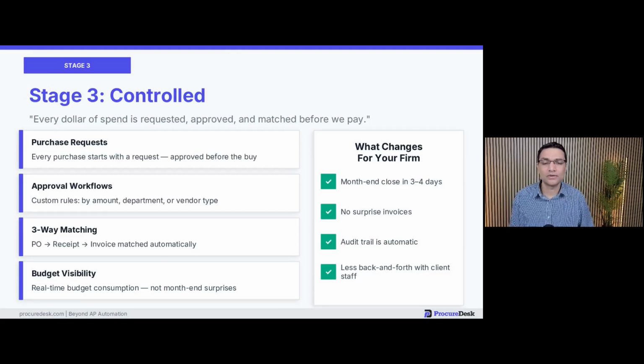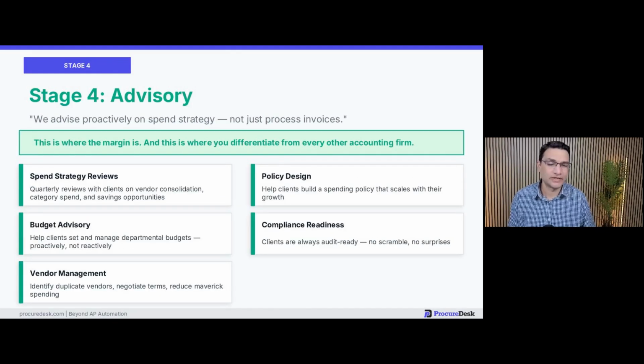So that's control. Number four is advisory. That is where your margins are. That is where you move away from providing transactional support to a more strategic approach. And this is what, in our opinion, makes the clients stickier, because they see you as a business partner and not just a transactional activity in terms of, hey, they're helping me manage my books.